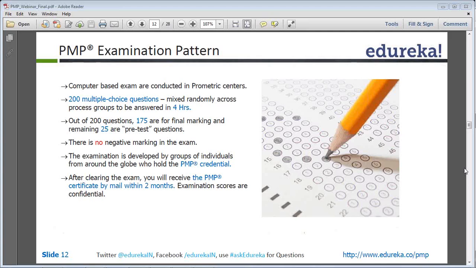It has 200 questions, and of those 200 questions, 175 questions are marked. 25 questions are basically for finding out different parameters which they keep doing during the exams for betterment of the exam. But as far as a candidate is concerned, you will never know which questions are marked and which questions are not marked. So as far as you are concerned, all the 200 questions you have to answer in those 4 hours.